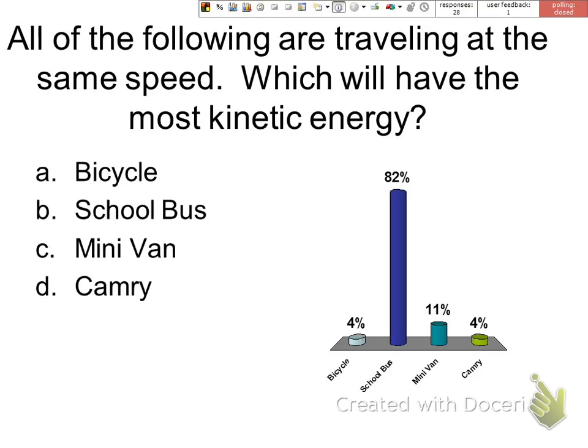All right, good. 82% of you said school bus. Why is school bus the correct answer? Ben, why is school bus the correct answer? Because it can go really fast. But they're all going the same speed, honey. They're all going the same speed. So what do you know about the school bus versus all the others? Okay, listen. I'm coming back to you. Brendan, what do you know about the school bus? It has more mass. Ben, what's so special about the school bus? It has more mass. It has more mass than all the others. Okay? All right, next question.